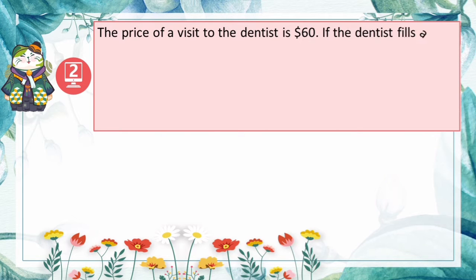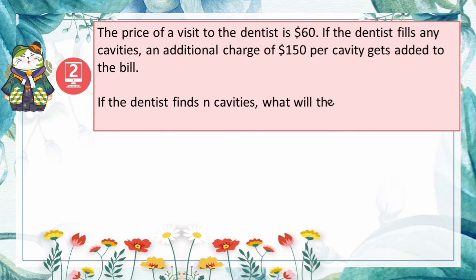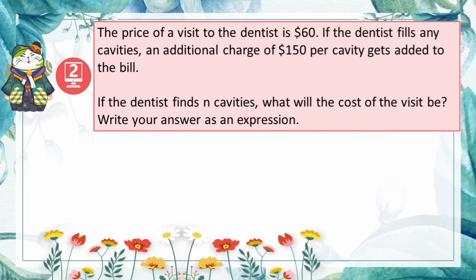Next, example number 2. The price of a visit to the dentist is $60. If the dentist fills any cavities, an additional charge of $150 per cavity gets added to the bill. If the dentist finds n cavities, what will the cost of the visit be? Write your answer as an expression.